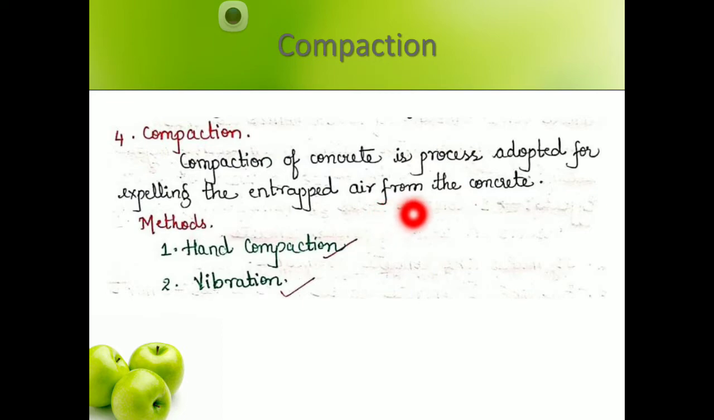Compaction of concrete is the process adopted for expelling the entrapped air from the concrete. Whatever air is present in the concrete, you are going to remove, so that there will be no air voids or honeycomb structures formed. There are two types of compaction: one is hand compaction, one is vibration.